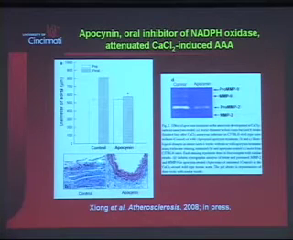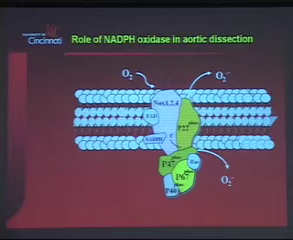Also, you can see the degradation of the elastin fibers here in the control mice. They were preserved in the apocynin-treated mice, and this was also seen in conjunction with an inhibition of the activation of the matrix metalloproteinases that occurred in the control mice. So together, I think these data strongly point towards a role for the NADPH oxidase in the formation of aneurysms.